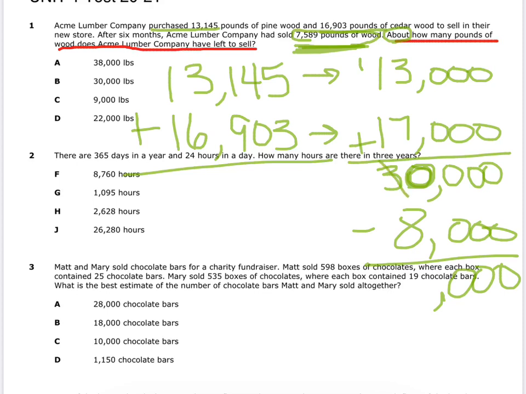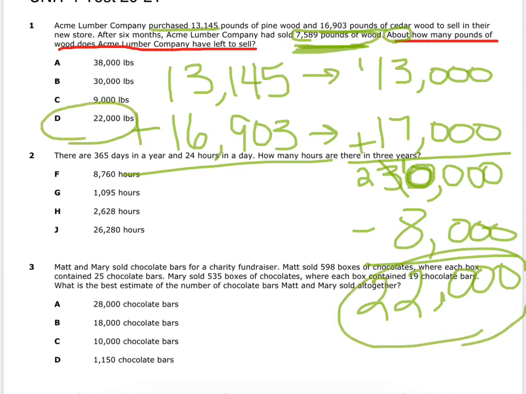So we're going to borrow from the 3, and it becomes a 2. And this 0 is going to become 10. So I took 10 from 3 and moved it over to the 0. So 10 minus 8 is 2. Bring down the 2. So 22,000 pounds of lumber is left.